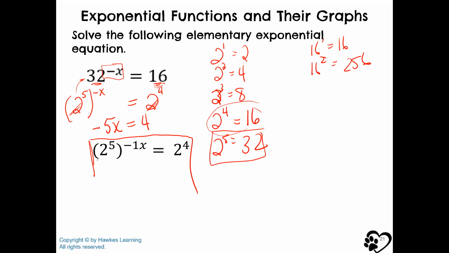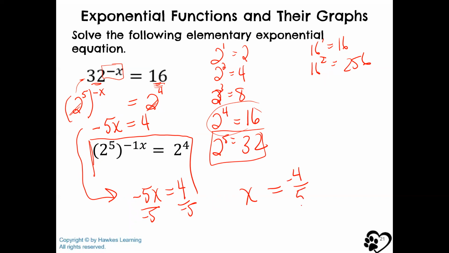All right, so now I'm going to bring this down here. So -5x is equal to 4. I want to solve for x. The only way to do that is get rid of times -5. So I'm dividing both sides by -5. So that means x is equal to -4/5. That's what x is equal to.